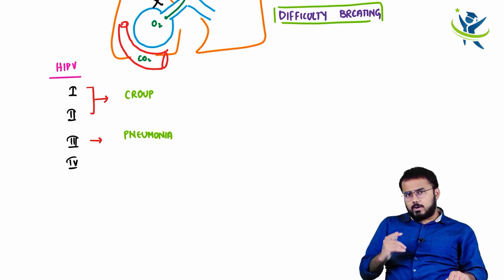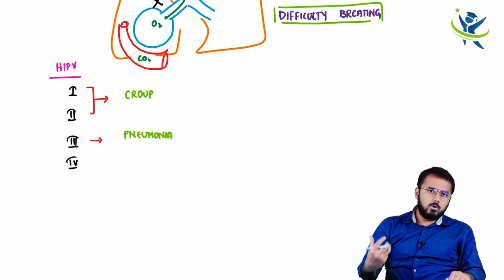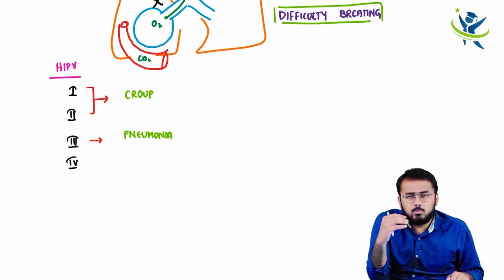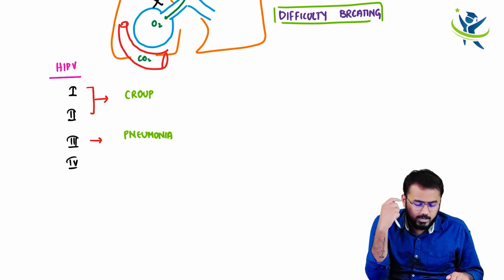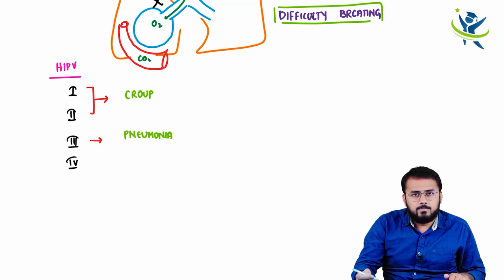Croup is lower respiratory or upper respiratory? Upper respiratory tract infection, whereas pneumonia is lower respiratory, within the lungs. And type 4 is said to cause both upper and lower respiratory infection, but that is very rare. So these are all the important things which you need to know.